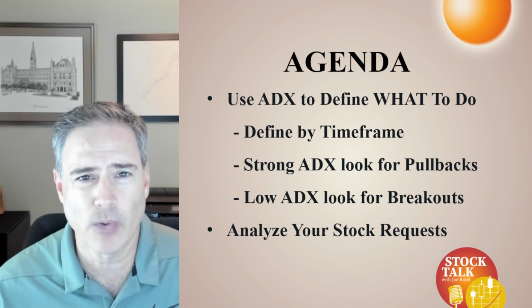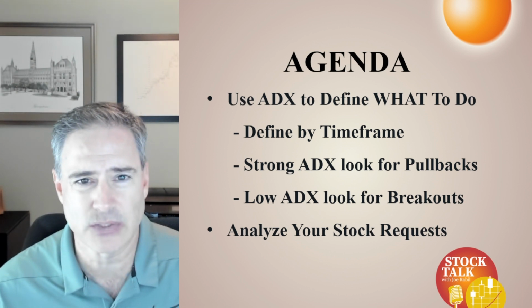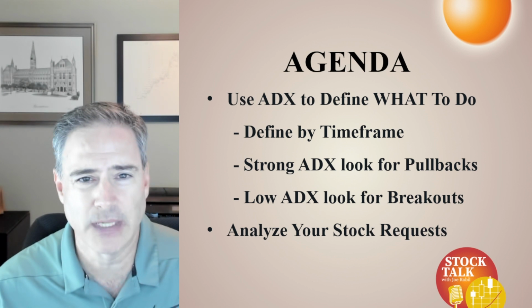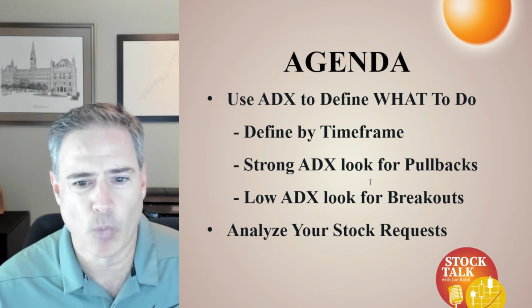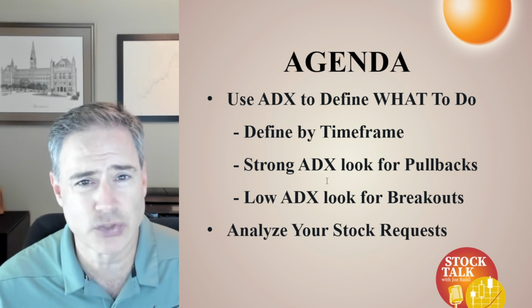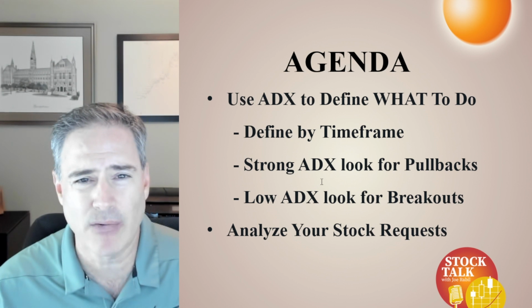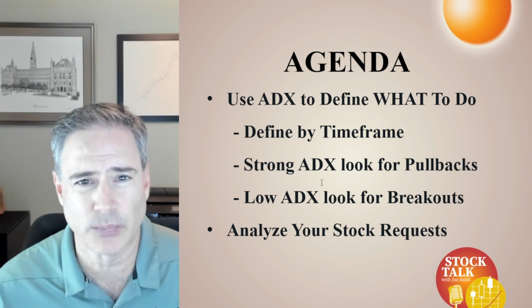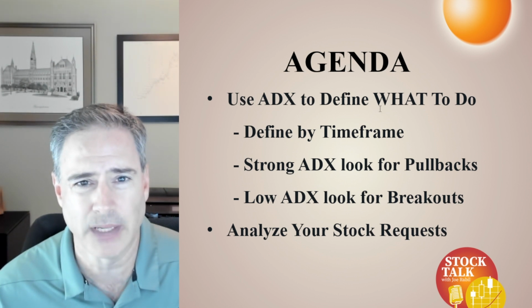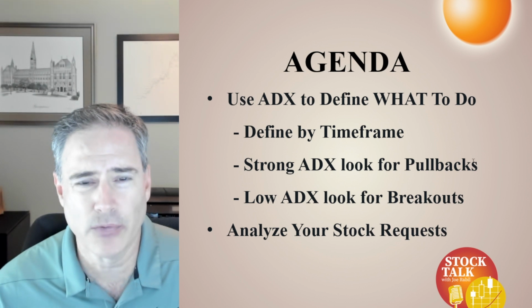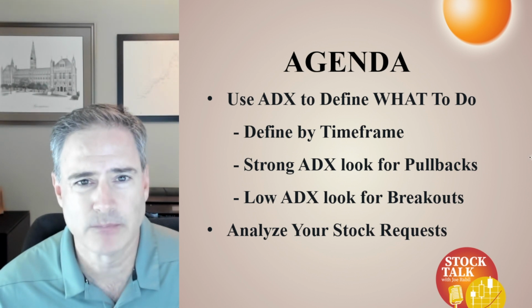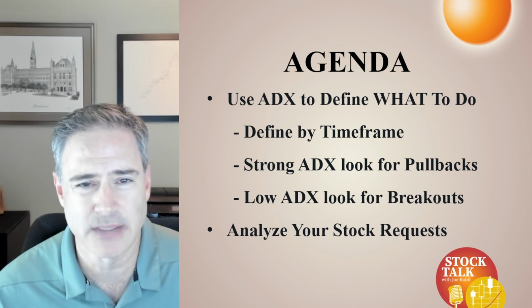And then we also want to look for low ADX conditions, which I'll explain as we get into the lesson. But what we want to do on those is, if we've got a strong ADX, we want to look for a pullback. If we've got low ADX, we want to buy breakouts. And I'm going to show you exactly how I would do that and how it works in multiple time frames, which is a little bit more complicated. And then we'll go through the stock requests that came through. So let's go ahead and get into this lesson now.